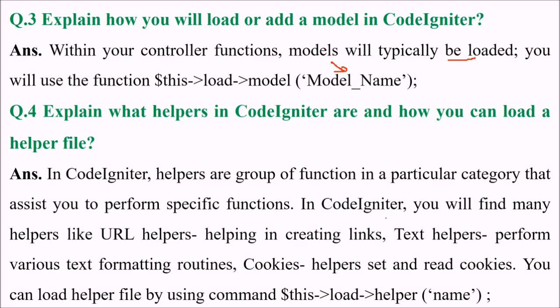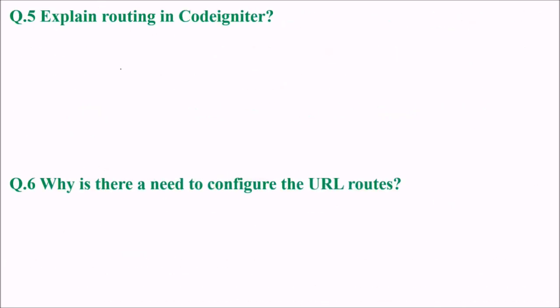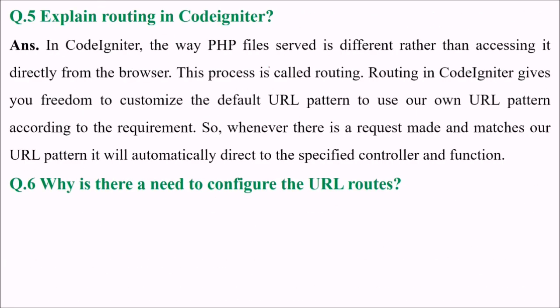In CodeIgniter, you'll find many helpers. A few of them are: URL helpers, which help you in creating links; text helpers, which are used to perform various text formatting routines; and cookie helpers, which set and read cookies. You can also load a helper file by using the load helper command. It goes along with load model, you just have to change model to helper and then give the name of the helper.